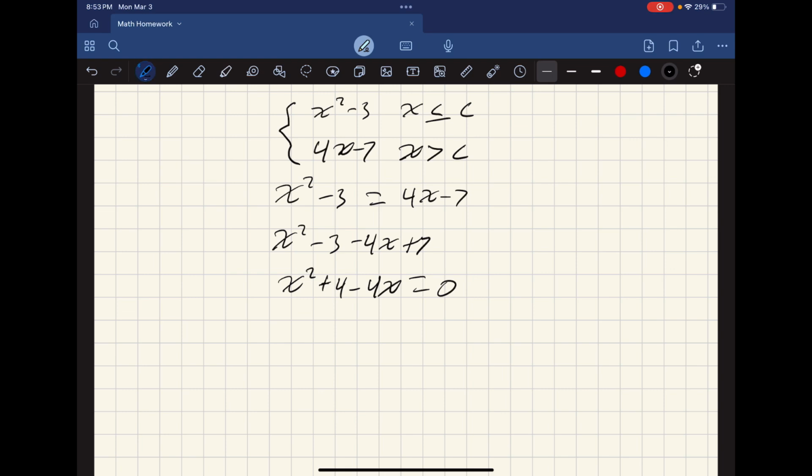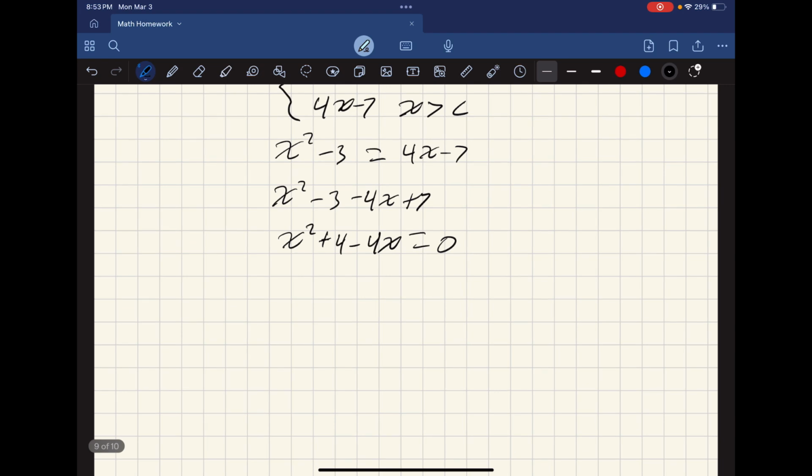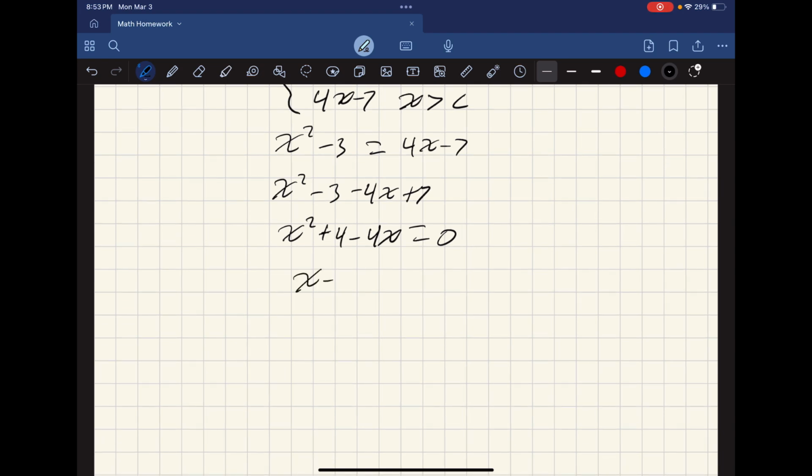So we'll take this, and you can either use the quadratic equation and solve this way, but in this instance, I actually know that this is a perfect square, and that is (x minus 2) squared equals 0. Since we already have a perfect square, we know that the function is going to be continuous because our solution is 2.